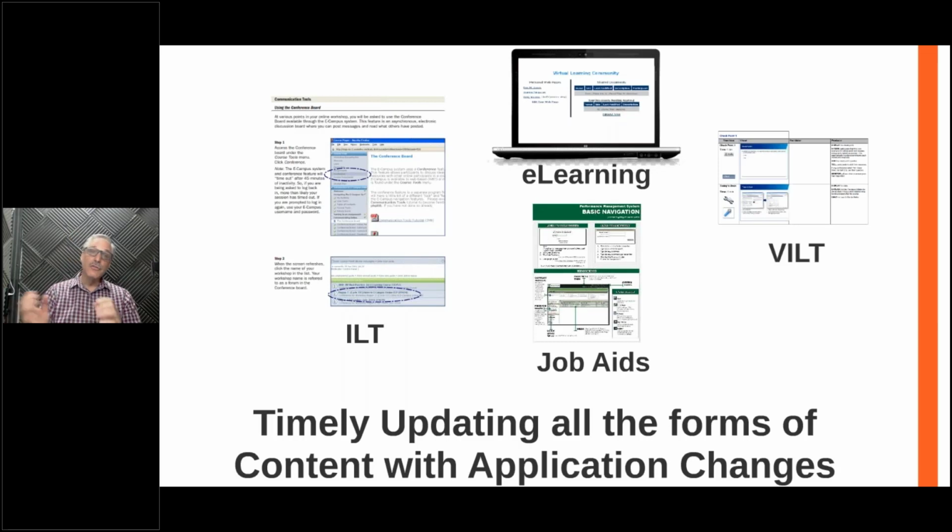And so you have to go through and update all of the forms of content that you've created to match the application changes, whether it's instructor-led training, e-learning, job aids, or virtual instructor-led training. And that's a challenge because they're usually all in different formats. And so if you've got 5 different forms of delivery, then you have to change it in 5 different places. And that's difficult.